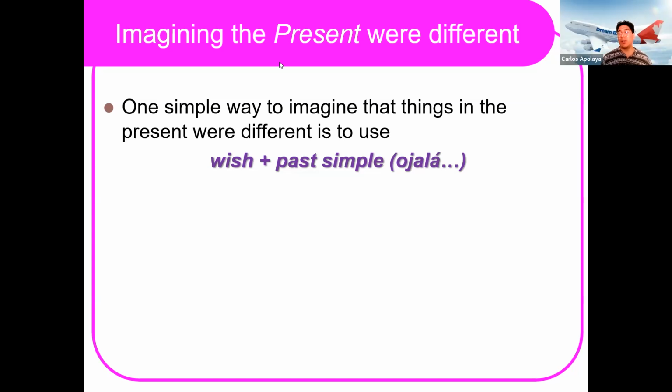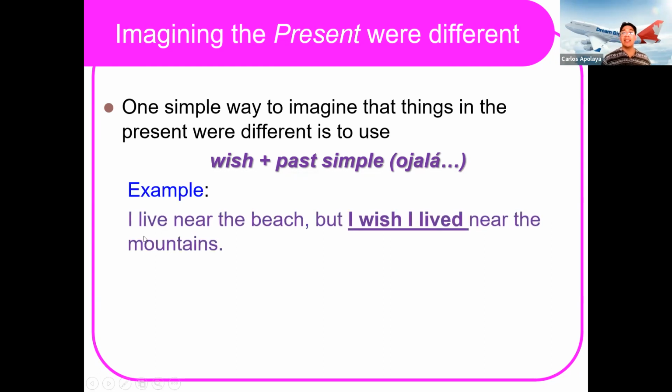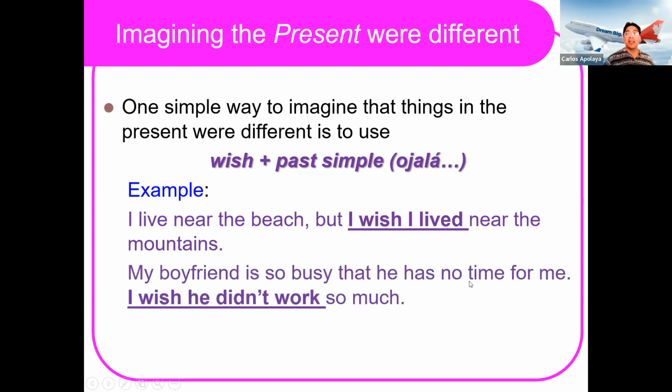Quickly, I don't have a computer. I wish I had a computer. I didn't pass the exam. I wish I passed the exam. Incorrect. I wish I didn't pass. ¿Cómo sería? I wish I had. Remember, present, past, perfect. Next. I live near the beach, but I wish I lived near the mountains. In the past, I wish he didn't, because it's in the present.